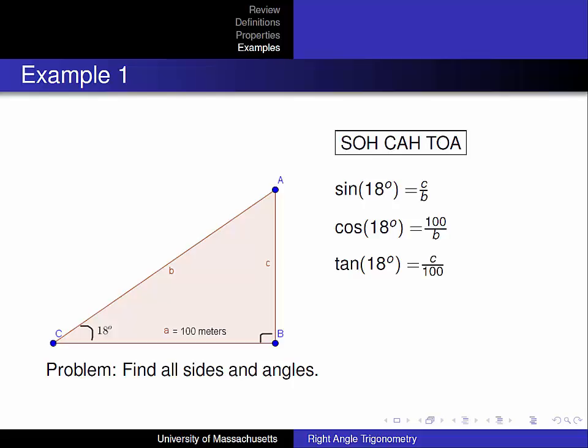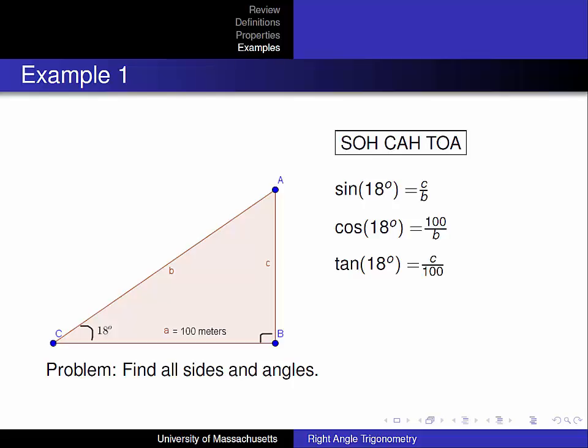So now looking at these three different equations, we have to decide which one we actually want to use. So I'm going to use the latter two equations, the cosine and the tangent equation, because each of them only has one unknown. So we can solve for both B and C.